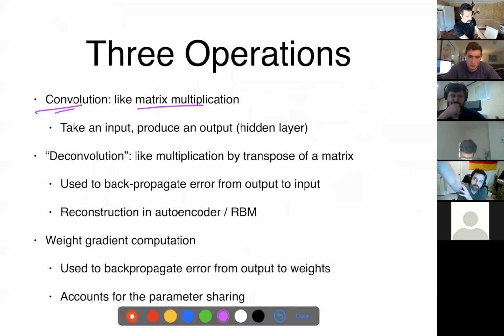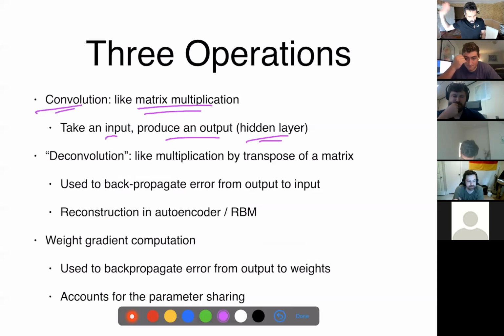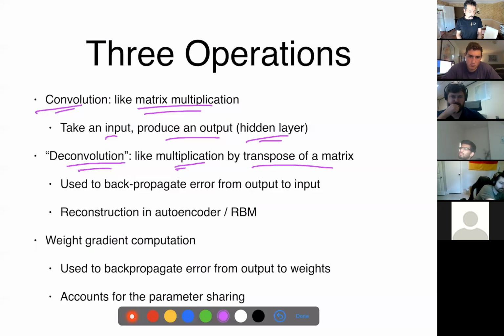And as I said, you can correspond it with matrix multiplication. So take an input, produce an output, typically a hidden layer, right? You have the input, you have several hidden layers, and you go on until the end. You have two other operators. Deconvolution basically is a multiplication by the transpose of a matrix. Basically, deconvolution is similar to convolution, but going from output to the input, right?